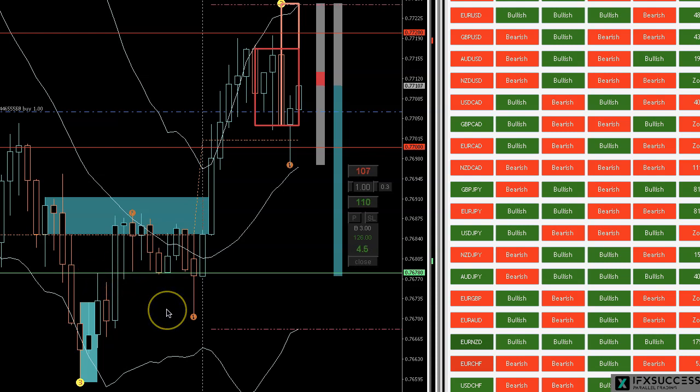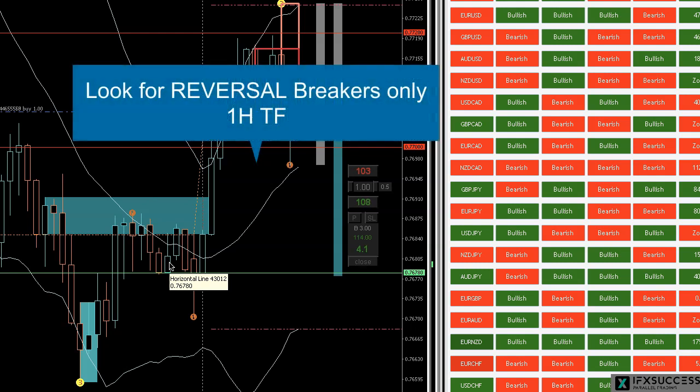And of course, we would have to make sure that at least the 4-hour candle is going in our direction. So right over here, we had an entry, and if I draw a line over here, if you can tell, it acted as support. And so this is 1 hour. So I'm going to be looking at reversal breakers only on the 1 hour time frame.